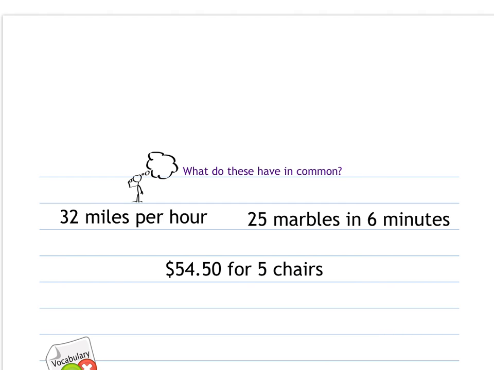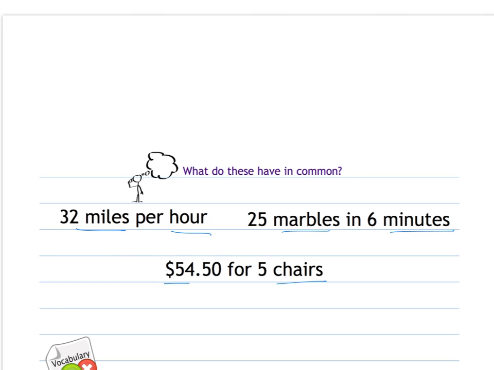So, looking at these different things, we learned about ratios yesterday. What do these have in common? Or what do they have in comparison to ratios? This first one says 32 miles per hour. Second says 25 marbles in 6 minutes. And the third one says $54.50 for 5 chairs. What do you notice that those have in common? What you might notice is that each of them have two different units. We have miles and hour, marbles and minutes, dollars and chairs.